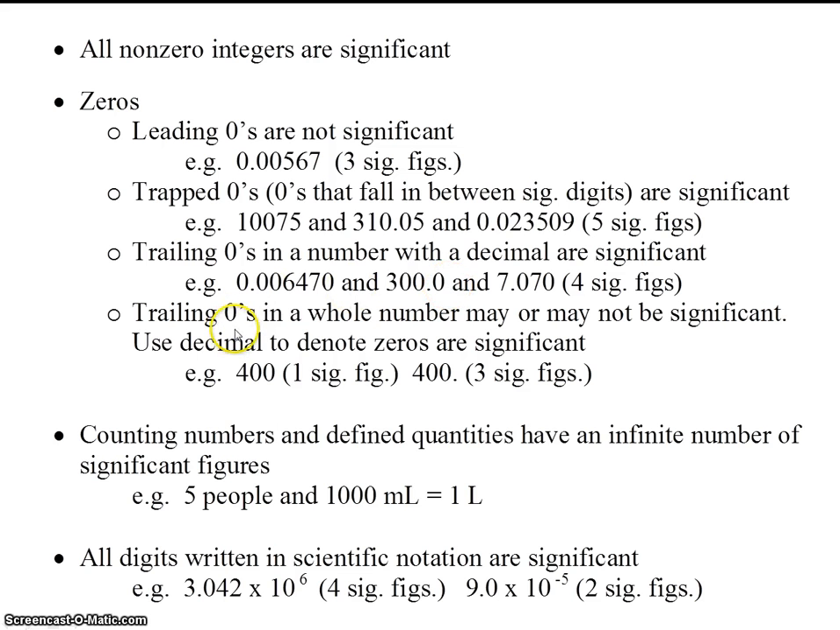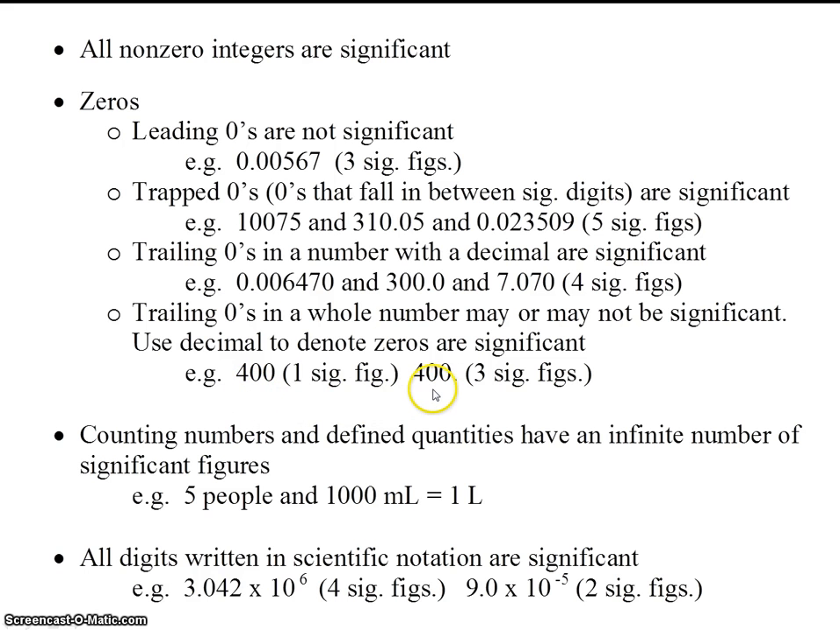Now here we go. Trailing zeros in a whole number may or may not be significant. Use a decimal place to denote zeros that are significant. Sometimes these kinds of numbers can be challenging, but once again, this number here, 400, these are trailing zeros. But in this number, there is no decimal place. So these two trailing zeros are not significant.